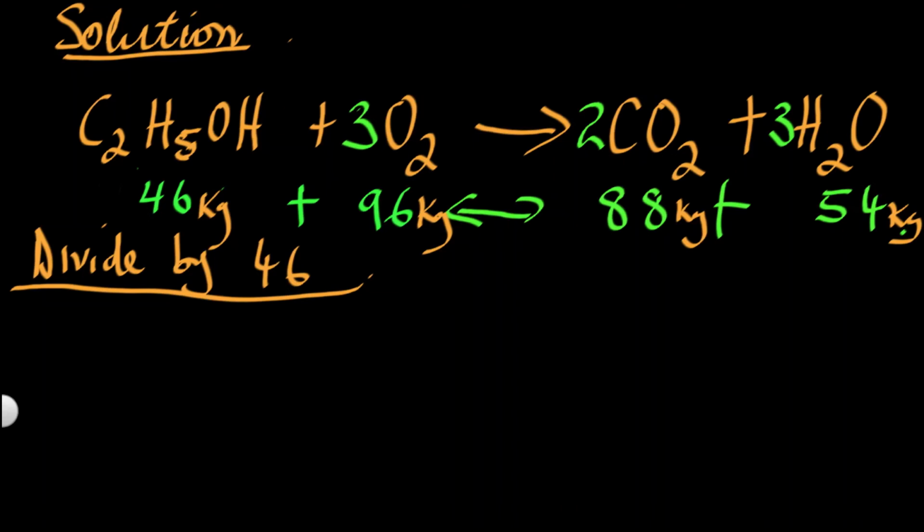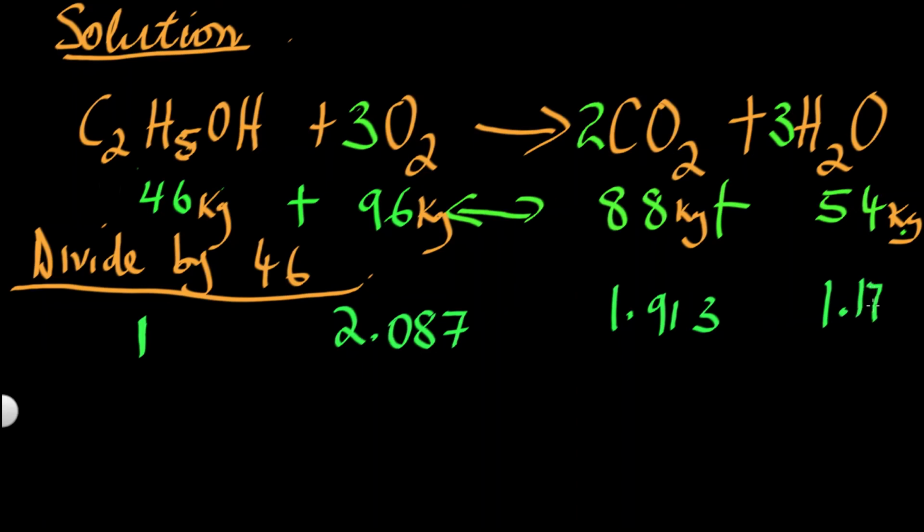If I do that, for the first one, I get 1. These are mass ratios now. And 96 divided by 46, I get 2.087 to 3 decimal places. Then 88 divided by 46, I get 1.913. Then 54 divided by 46, once again, I get 1.174. What we have here are still mass ratios.